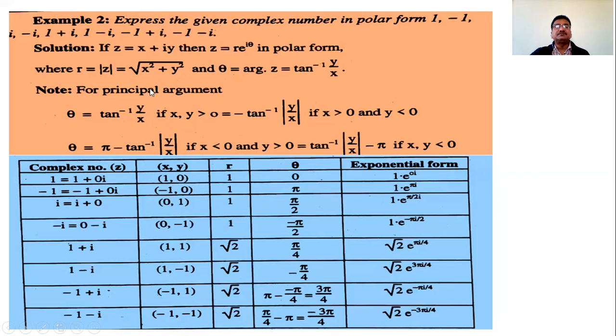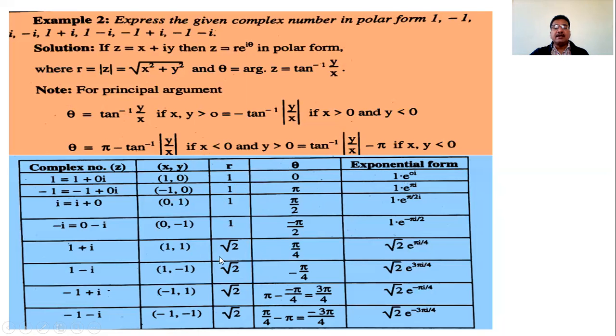Both are positive, so use this definition. Theta is tan inverse of y by x, which is 0 by 1. 0 by 1 is 0, and tan inverse 0 is 0, because tan 0 is 0. Therefore its exponential form is 1 into e raised to 0i. It's the polar form, the exponential form.